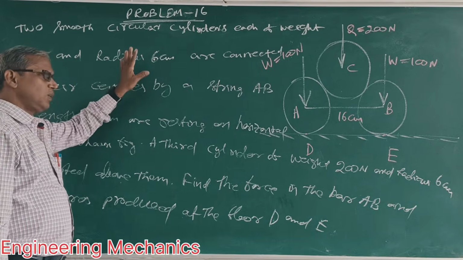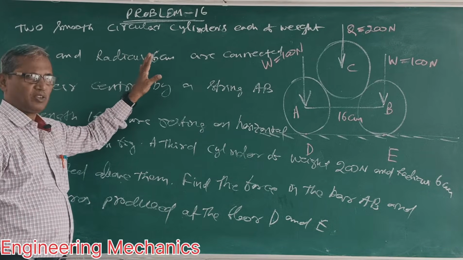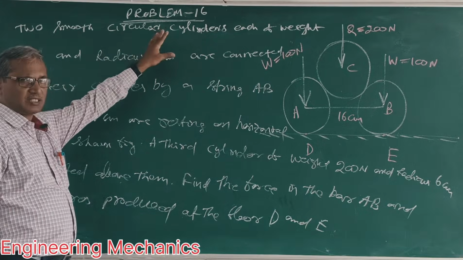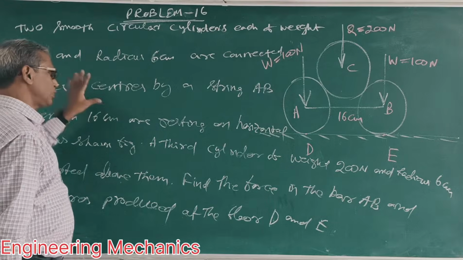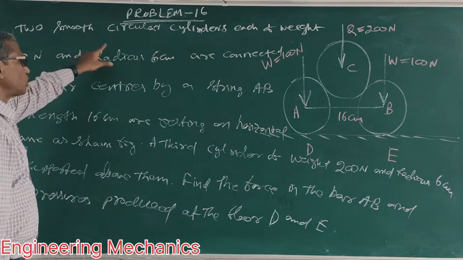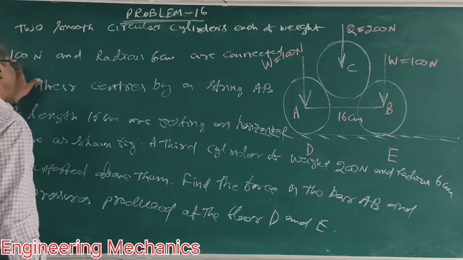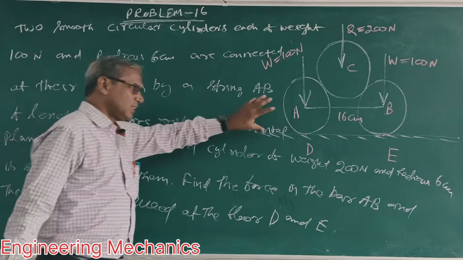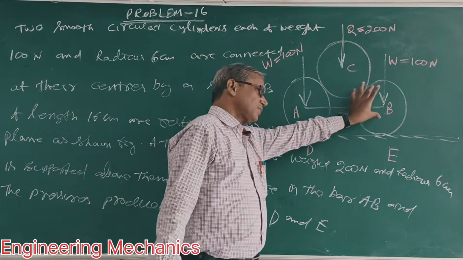Today we will do some important problems which are very important for our repetitive examination. This is problem number 16. The question is: two smooth circular cylinders, each of weight 100 Newton, radius 6 m. This is 100 Newton, this is 100 Newton, this is 6 m, this is 6 m.